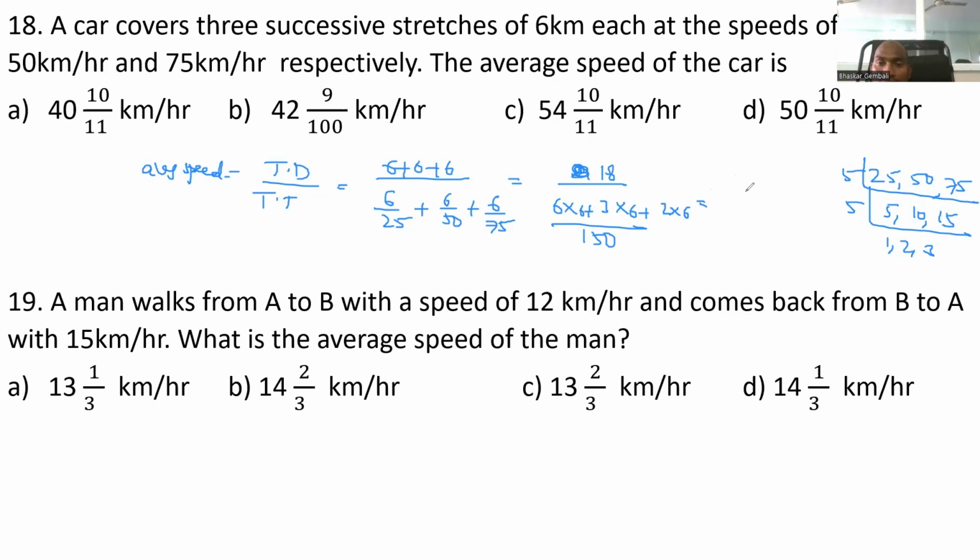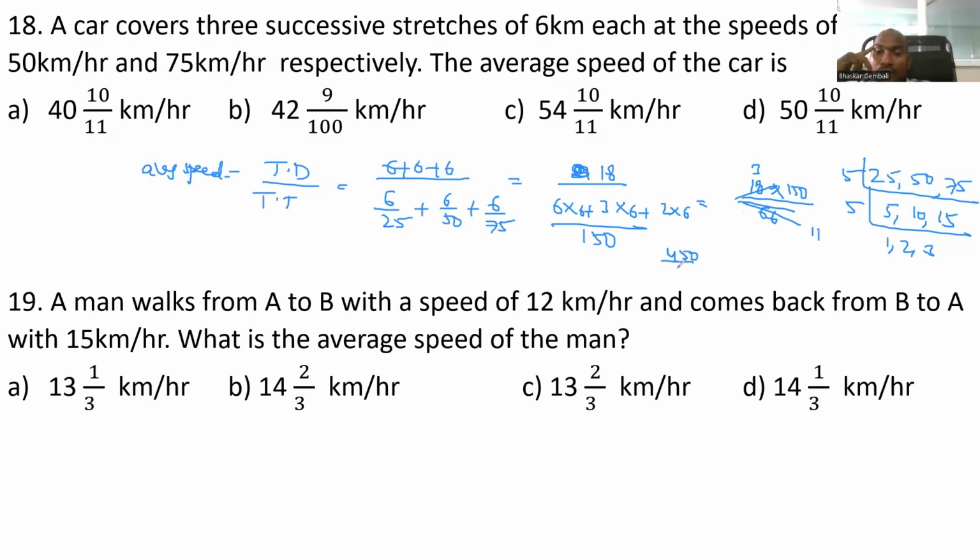18 into 150 by 36 plus 18 plus 12. 36 plus 18 is 54. 54 plus 12 is 66. 6 3 years, 6 11 years.